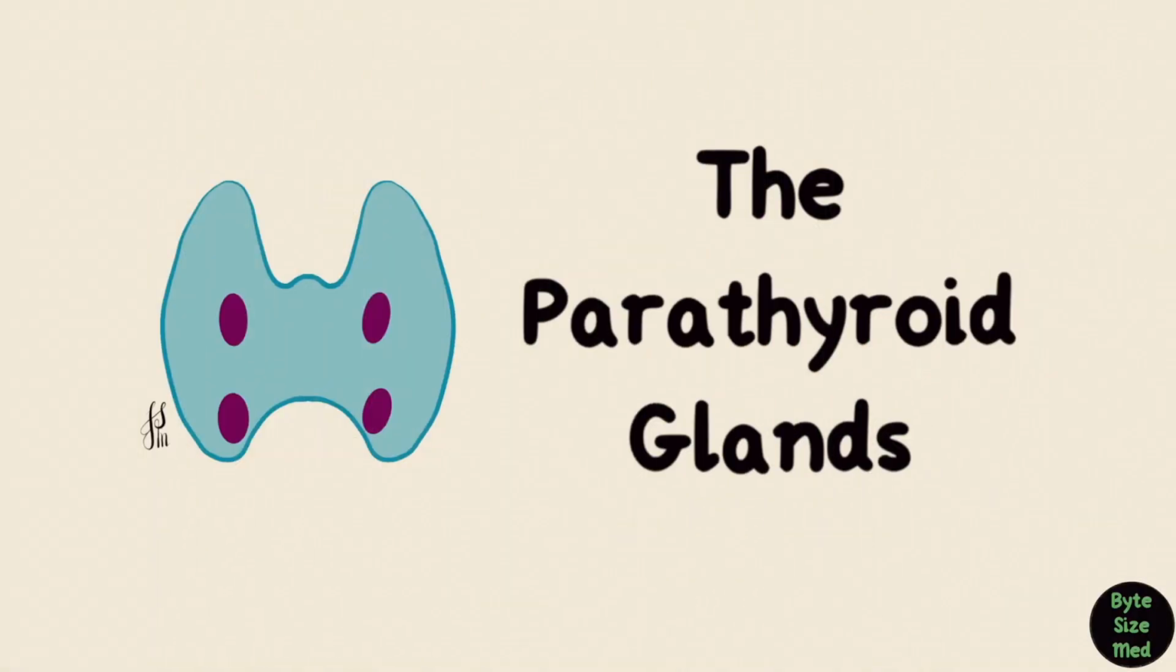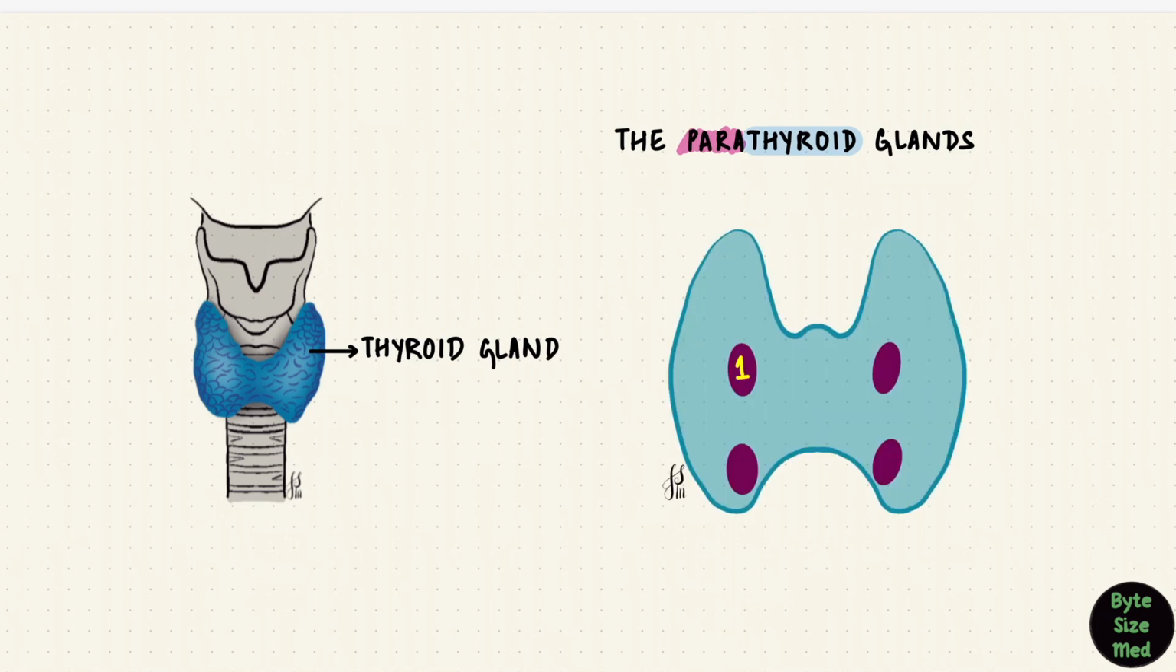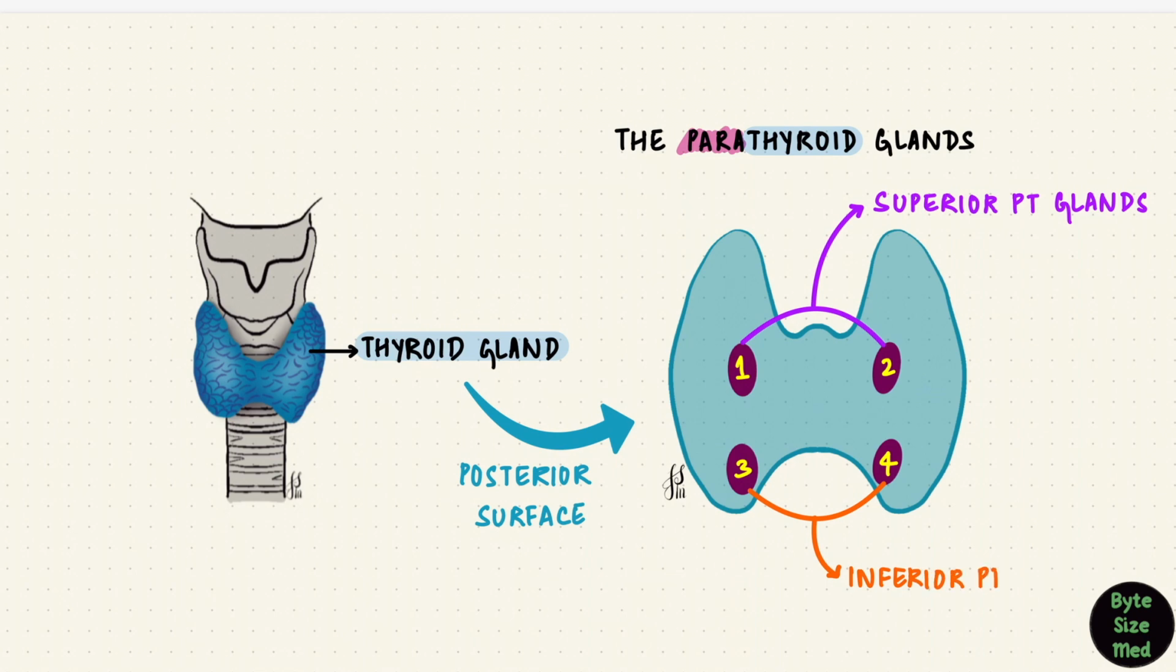This video is on the structure and function of the parathyroid glands. The parathyroid glands have the thyroid name in them, and that's only because of their location. They're located near the thyroid gland. Usually, there are four parathyroid glands embedded on the posterior surface of the thyroid gland, two towards the superior pole and two towards the inferior poles. Appropriately, they're thus named the superior and inferior parathyroid glands.